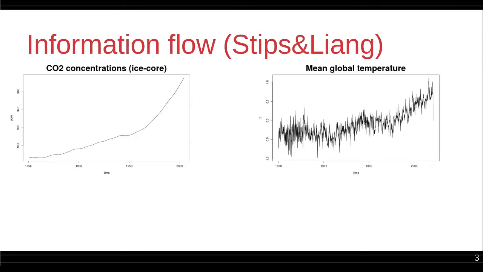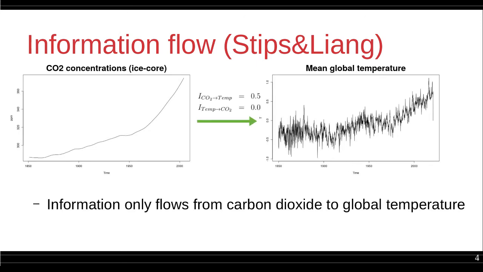Next. On the left, we see the carbon dioxide measurements. On the right, we have the mean global temperature. There is a strong common signal in both data sets, they both increase with time. Notice also that the carbon dioxide measurements have less noise than the global temperature observations. This is important for the Liang analysis.